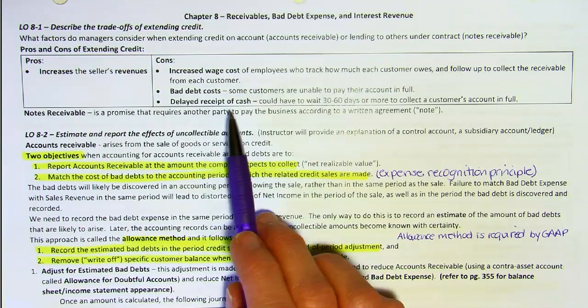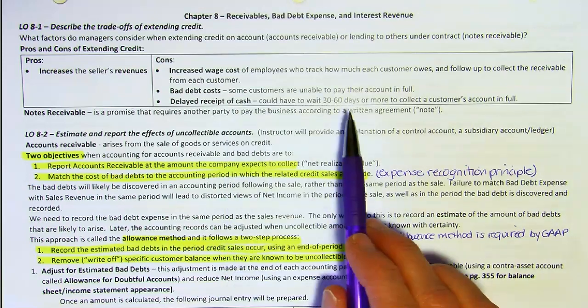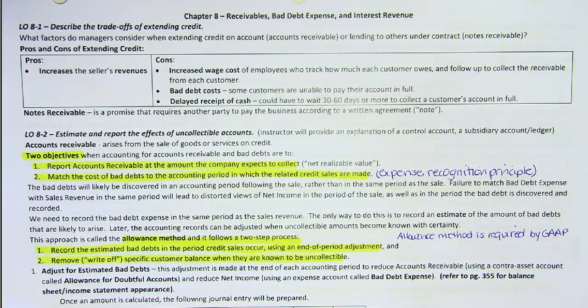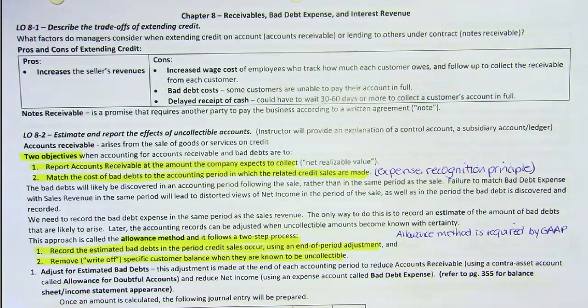And then thirdly, there will be a delayed receipt of your cash. Your customer won't be paying you immediately, so you might have to wait 30 to 60 days in order to collect a customer's account in full. And of course, you need money to be able to pay your bills. We're also going to be talking about notes receivable, but that's going to be in a later lecture, so let's hold that until then. Now, Learning Outcome 8-2.